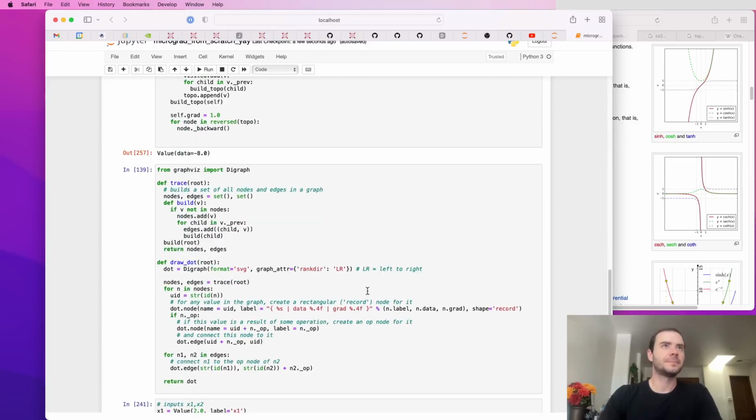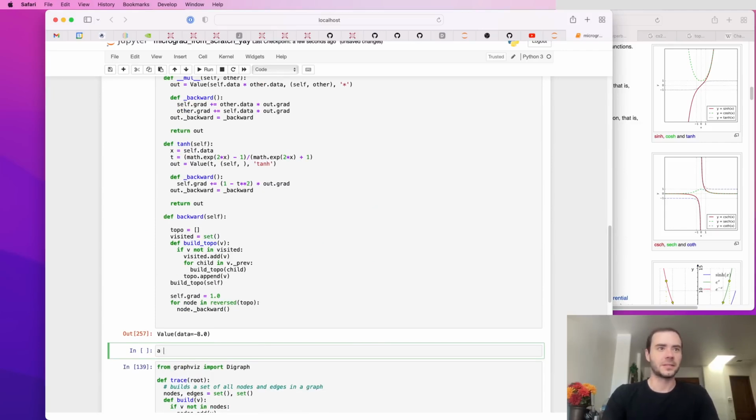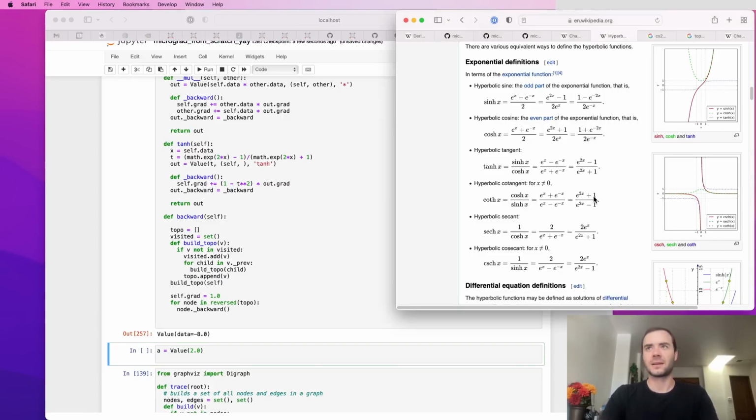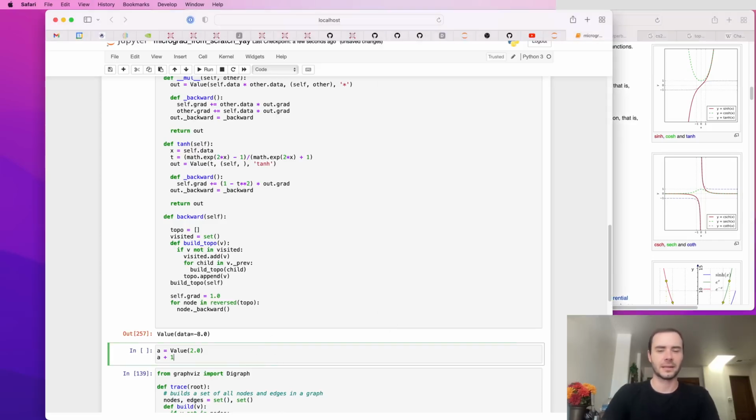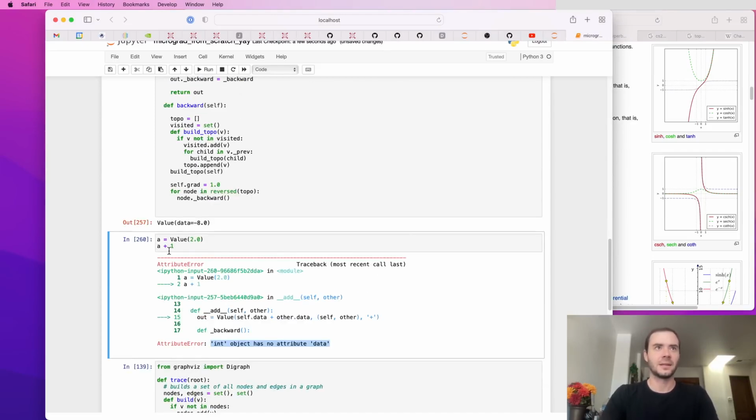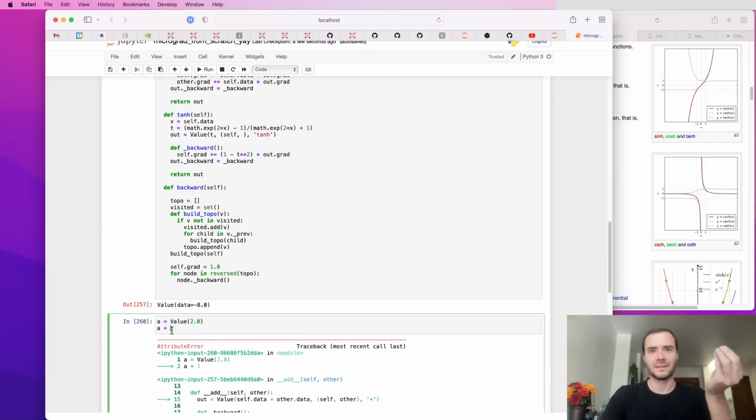Okay, so let's scroll up to the definition of value. And here, one thing that we currently can't do is we can do a value of, say, 2.0, but we can't do, for example, adding a constant 1 like this. And we can't do it because it says int object has no attribute data. That's because a plus 1 goes to add, and then other is the integer 1. And then Python is trying to access 1.data, and that's not a thing. That's because 1 is not a value object, and we only have addition for value objects.